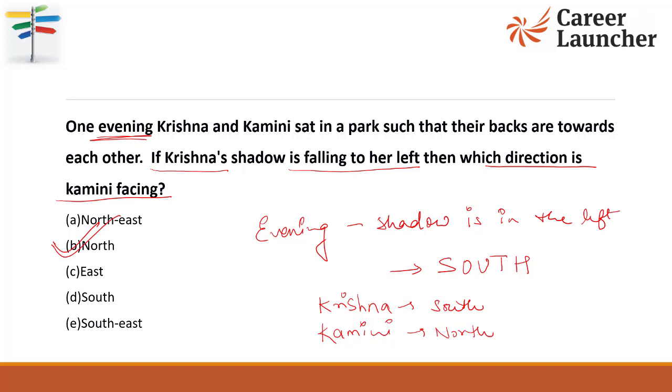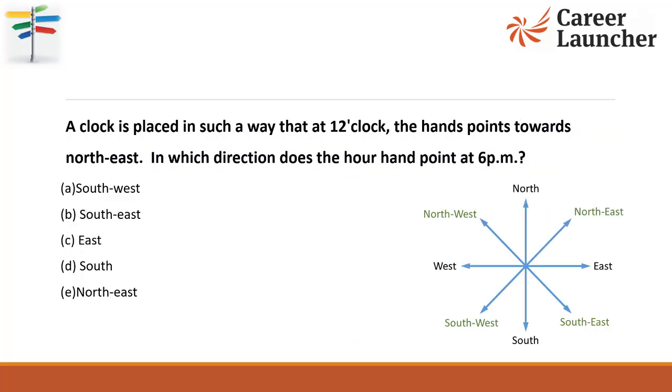So this is how we apply the concept of shadows. All we need to keep in mind is what time of the day it is, and then we can see whether the shadow is on the right, left, front or back. There's another kind of question. There are some questions which combine clocks and directions. So let's have a look at a few questions of that sort.